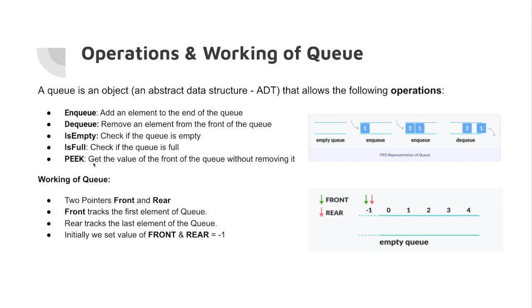So if you want to get a value from the queue but you don't want to remove it from the queue, in that case we can use the peek method. This method will simply return the value.